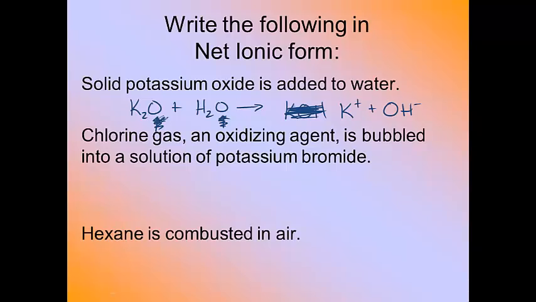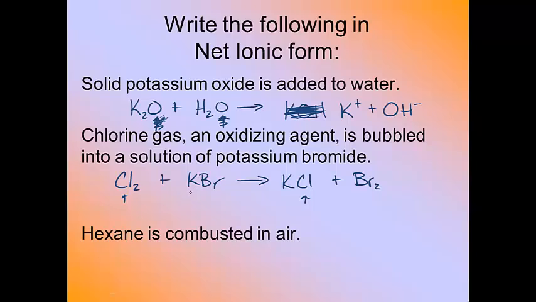Chlorine gas, an oxidizing agent, is bubbled into a solution of potassium bromide. Now there's a lot of fancy words in here like oxidizing agent. You don't really know what that is because we haven't done electrochemistry yet. So let's write the reaction anyway. Single replacement reaction. So we're going to end up with this situation, the halide replacement. So we know the chlorine has to stay because it's a gas on the left-hand side. So that one's good.